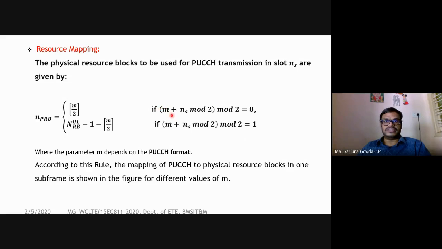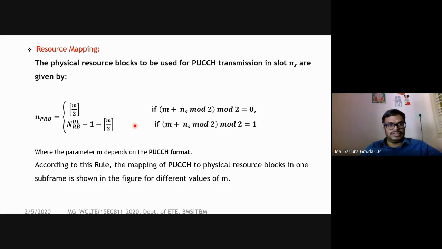The value of m depends on the PUCCH format, whether it is 1, 1A, 1B, or 2, 2A, 2B. So depending upon the PUCCH format, the value of m will vary, and this modulo 2 operation is done with the number of the subframe. This is the slot number, okay? If the value is 0, the number of physical resource blocks allocated to the PUCCH is this, otherwise, this one. Okay.